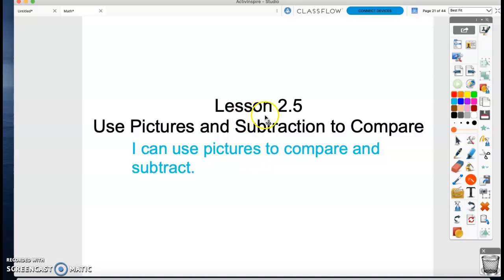This is Math Lesson 2.5. Use pictures and subtraction to compare. At the end of this lesson, you will be able to say, I can use pictures to compare and subtract.